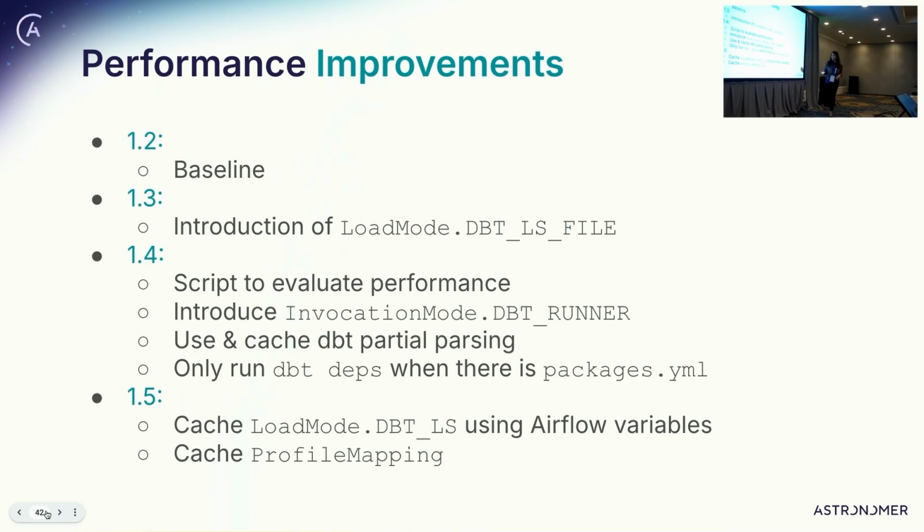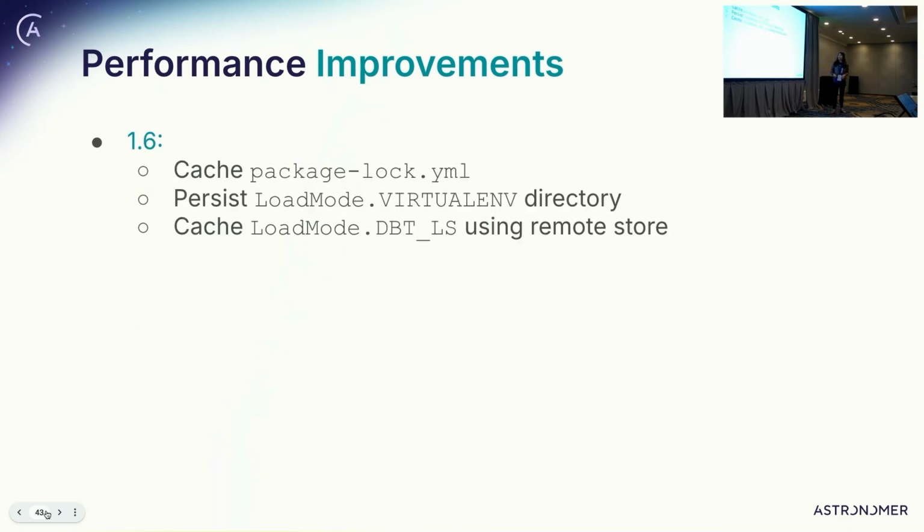We started caching the profile mapping locally, and then we started caching the package lock, which helps with the speed of dbt-deps. We started persisting the dbt virtual env directory if people wanted Cosmos to manage dbt. Otherwise, it would just create a temporary one and delete it. So you pay the cost for what you want.